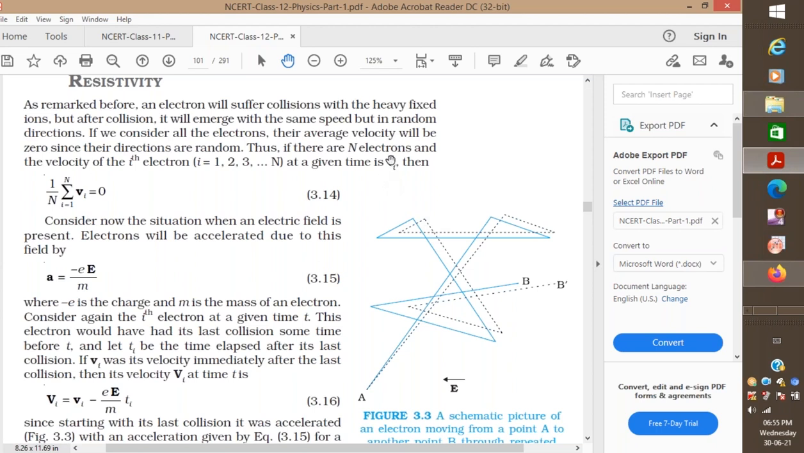Okay, so as I said in the beginning, if we don't have any electric field across the conductor, what will happen? Due to the collisions, you will not get any net direction of the electrons' motion, no net direction of the velocity. So their average velocity, look here, it is written, will be 0 due to their random motion.